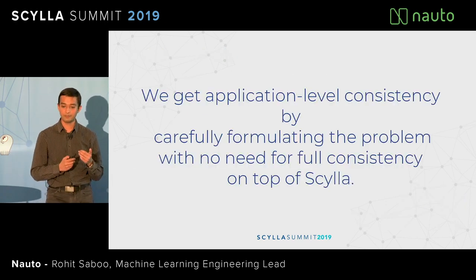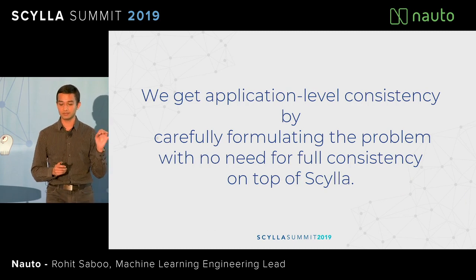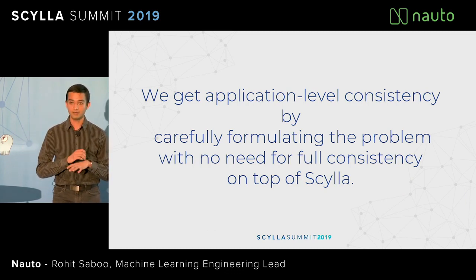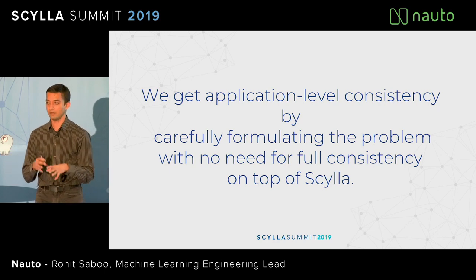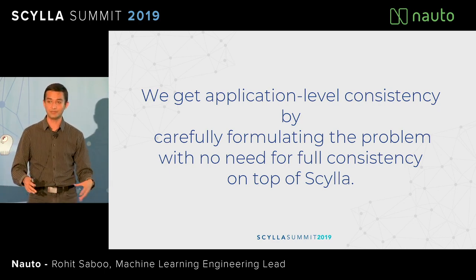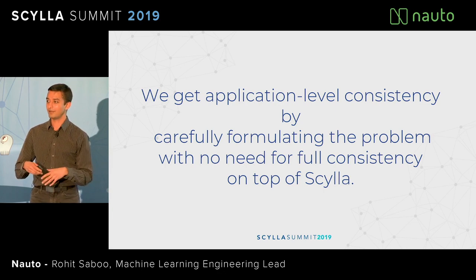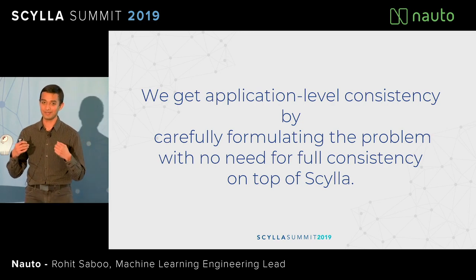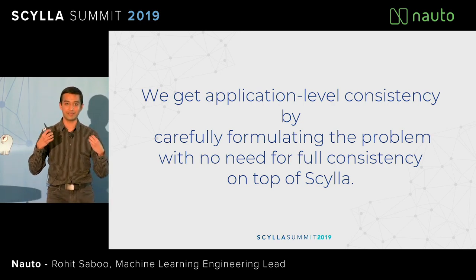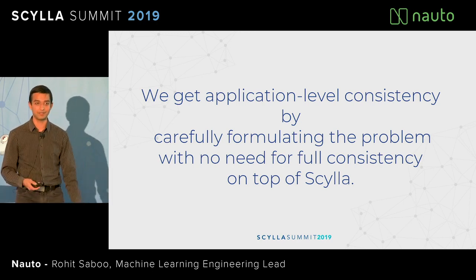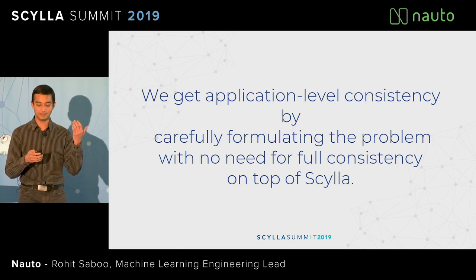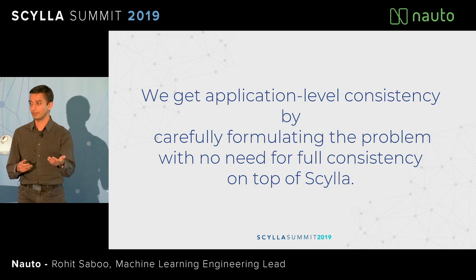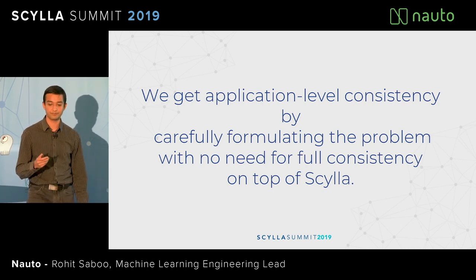So basically, we get application level consistency by carefully formulating our problem without having to depend on full consistency from your underlying system. And using this helps keep a lot of people happy who are coming from some other places, and they see all these things and say, hey, what is all this? I'm getting some inconsistent data. And yes, we can do this on top of Scylla without having to use full consistency.